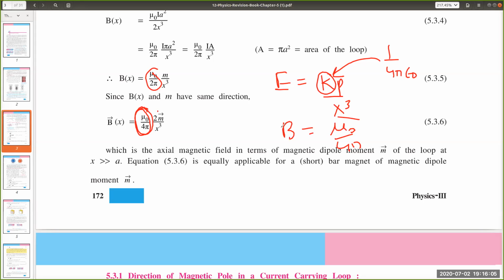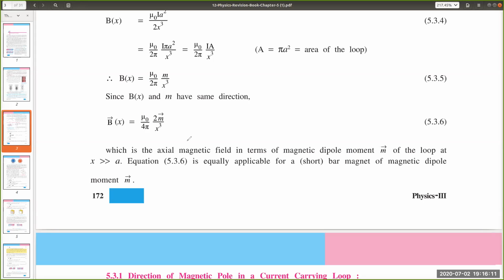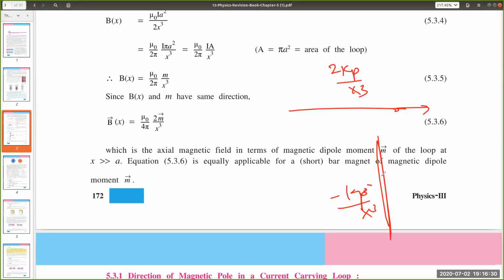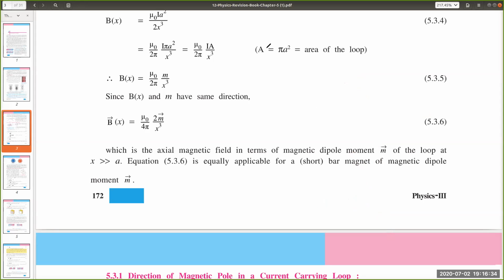So that these two terms you can directly compare, okay? Just remind me, is kp by x cube along the equatorial or the axial? I forgot that. I don't remember. But if you ask me, 2 kp by x cube, I think that is the axial one, and minus kp by x cube is on the equator. It is opposite, so minus. Correct.